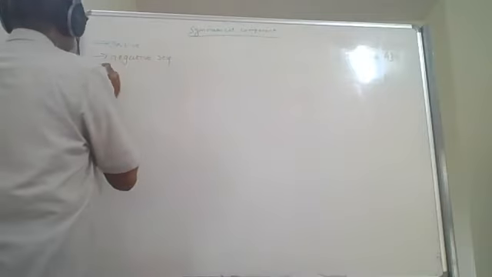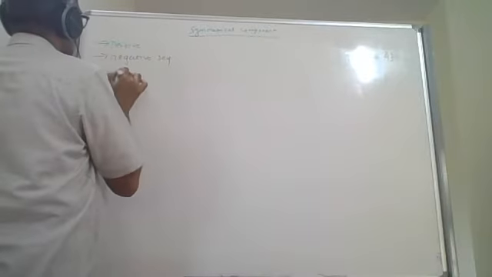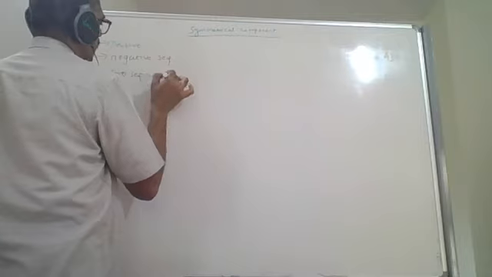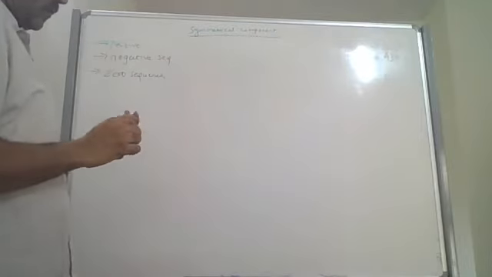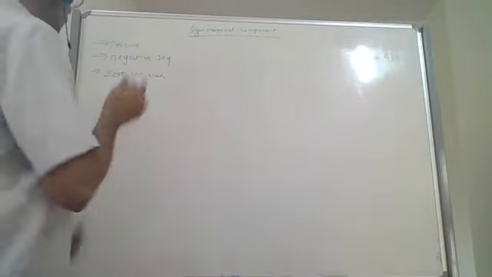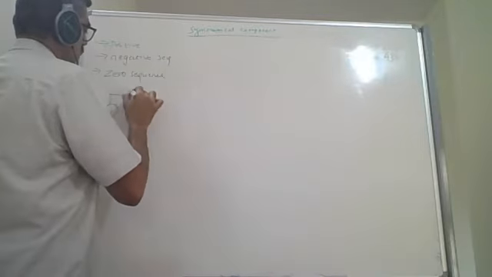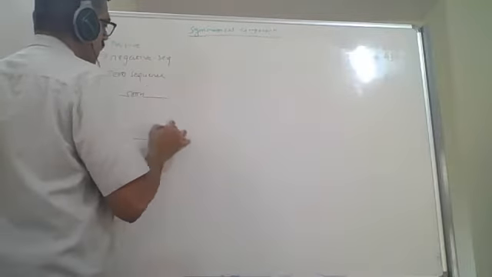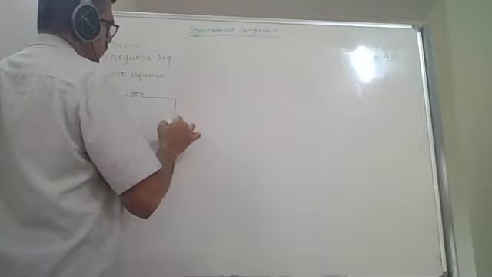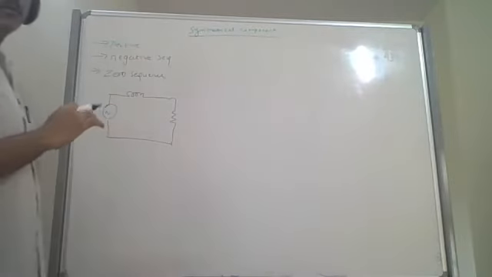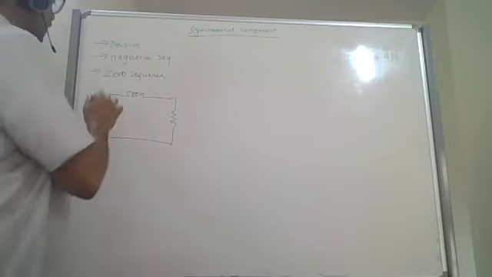Okay, we have positive sequence, we have negative sequence, we have zero sequence. See, normally this is our generator, no? This one. Now this generator, this is the generator. Okay, this is a three-phase.